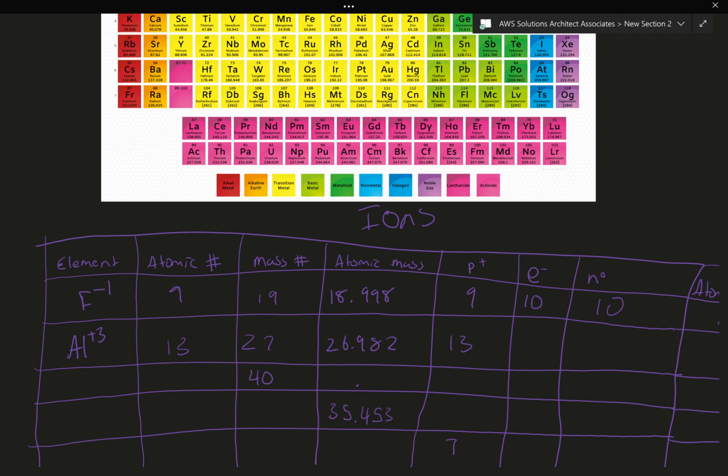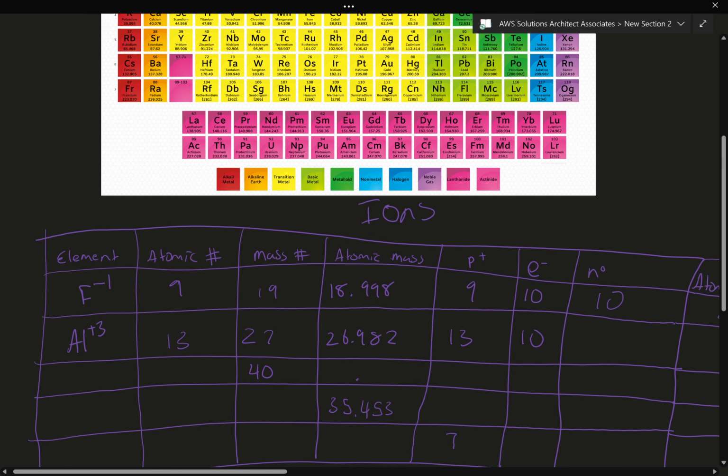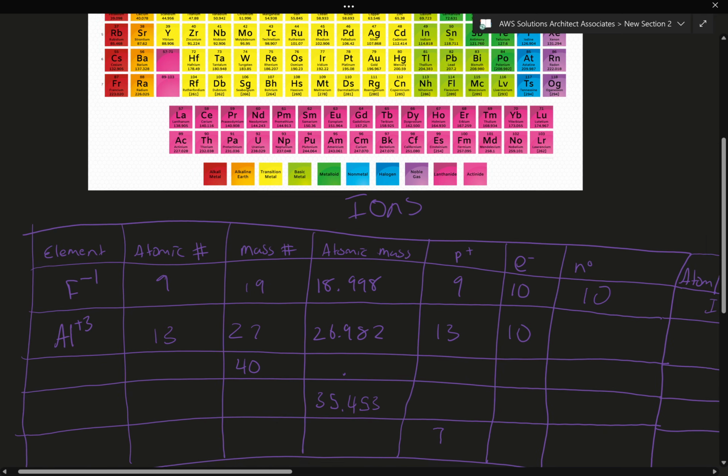So how many electrons does fluorine have now? Not fluorine, aluminum have now? Well, 10. Because that plus 3 means that it lost 3 electrons.